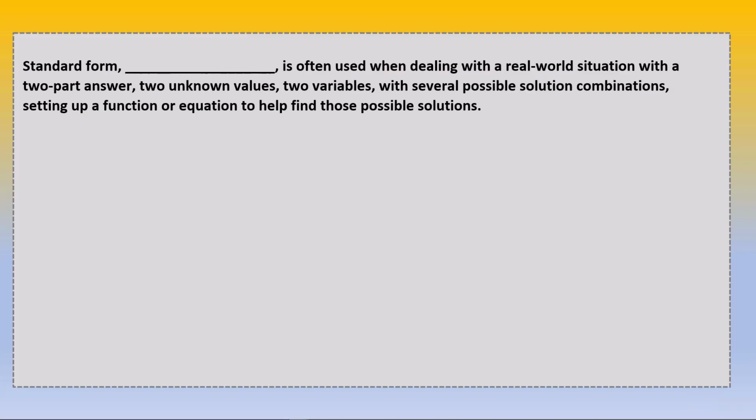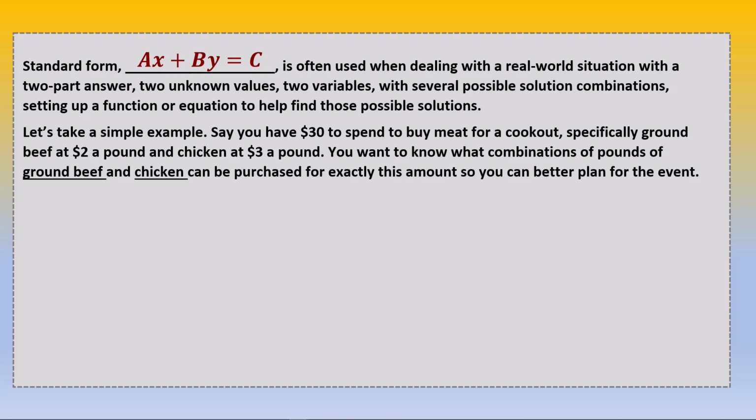Let's check it out. Standard form, ax plus by equals c, is often used when dealing with a real-world situation with a two-part answer, two unknown values, two variables, with several possible solution combinations, setting up a function or equation to help find those possible solutions. Let's take a simple example.